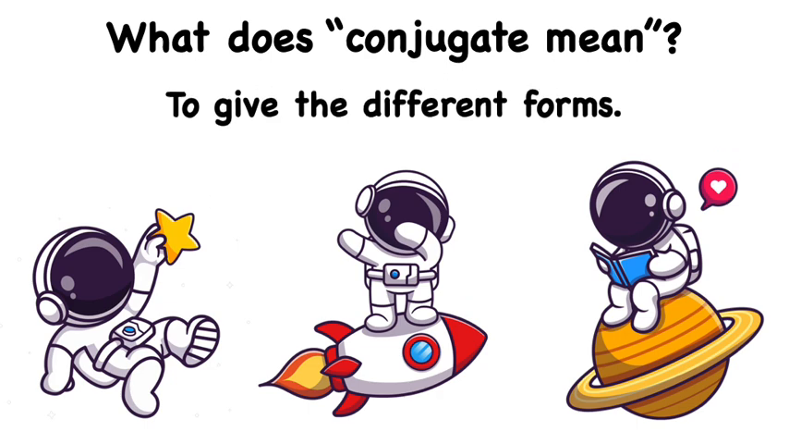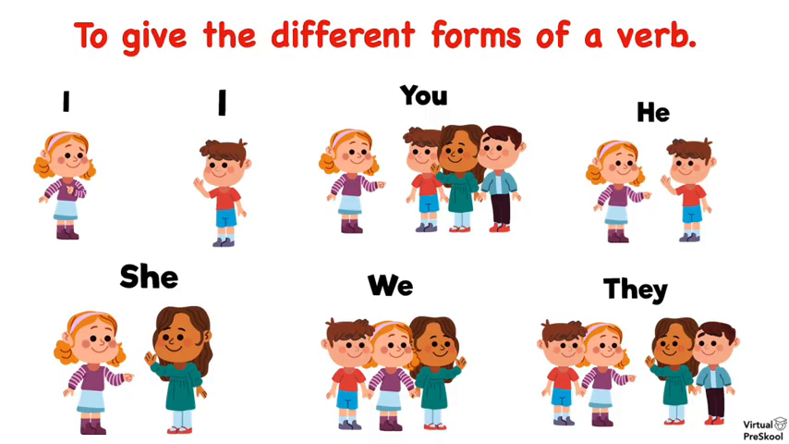For example, this astronaut is taking different forms. Sometimes this astronaut is reaching for the stars. Sometimes he dabs on his rocket ship, and other times he just wants a quiet place on a planet to read his favorite book. When we talk about conjugating a verb, it means how the verb will change based on who is doing the action.